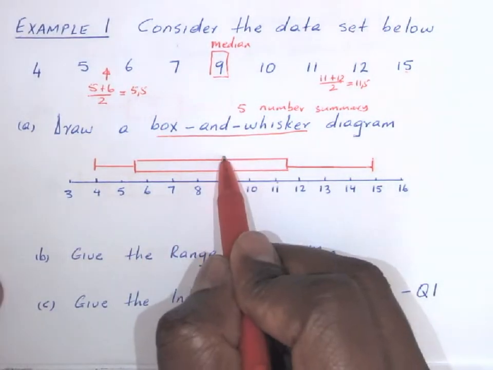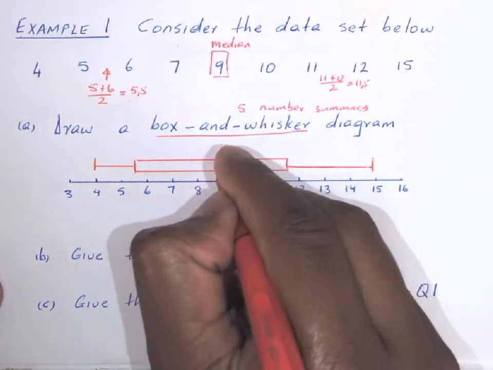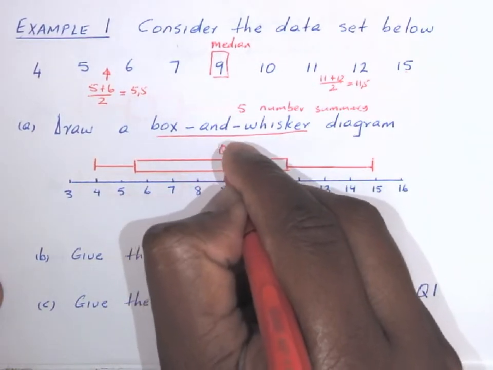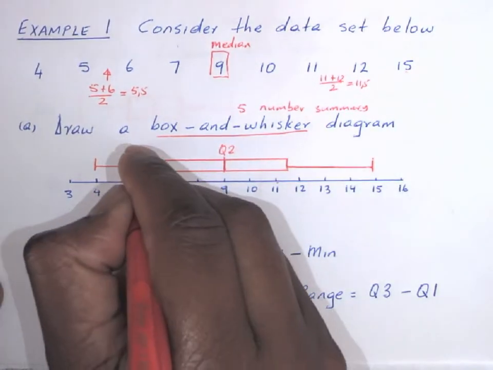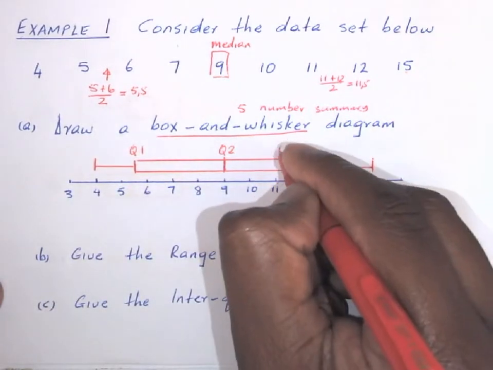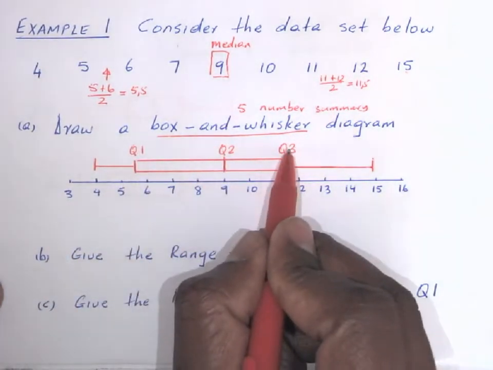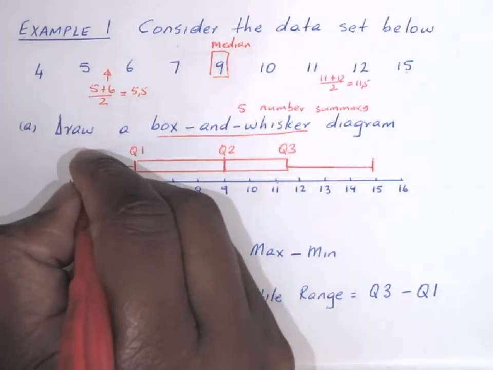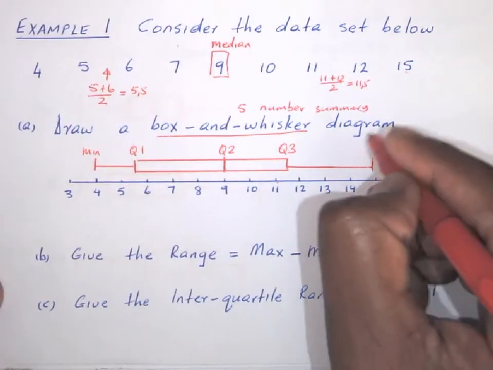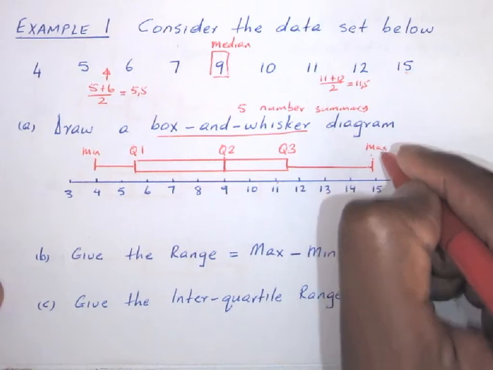So note that was the median. Sometimes we call the median Q2. So this one here is Q1, and this one here is Q3. So in the box there is Q1, Q2 and Q3, and that was the minimum number, the smallest number, and then the one was the maximum number.